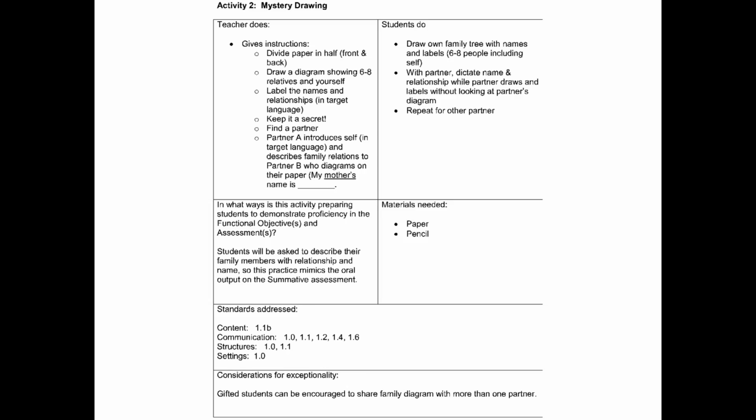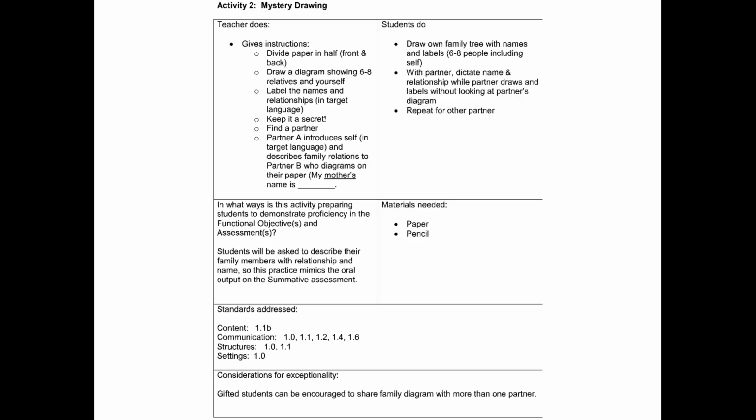And here's the activity. The teacher divides a piece of paper in half, front and back, and they draw a diagram showing 6 to 8 relatives and yourself. Label the names and languages and keep it a secret from their partner. So we've got an A-B activity. Partner A introduces himself in the target language, of course, and describes the family relations to partner B, who diagrams that on their paper. So that is what the teacher has to do, give the instructions and prepare that activity.